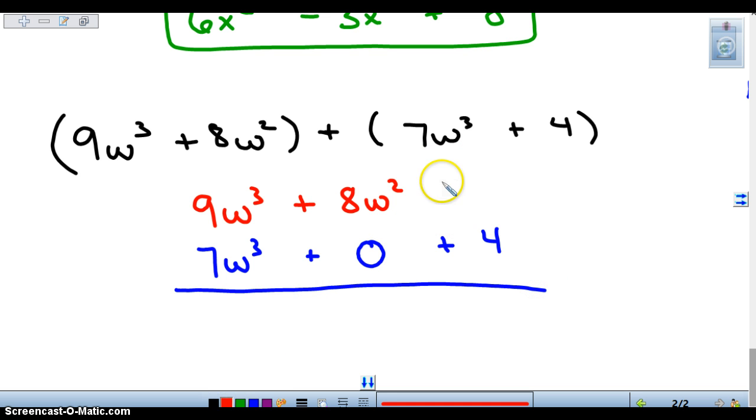So what do you think I should fill in the top? A 0. Just to hold the spot. So what's 0 plus 4? What's 8w squared plus 0? 8w squared. What's 9w cubed plus 7w cubed? 16w.